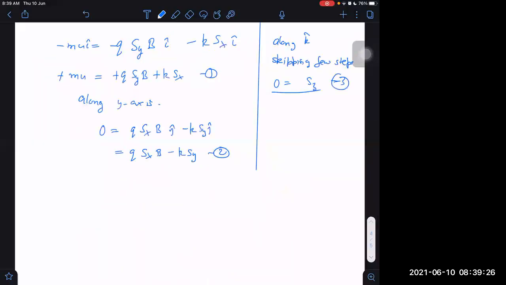What is the answer? What are Sx and Sy? Solve these two equations. Sx is mu k divided by (q b) whole square plus k square, and Sy is mu q b divided by (q b) whole square plus k square.